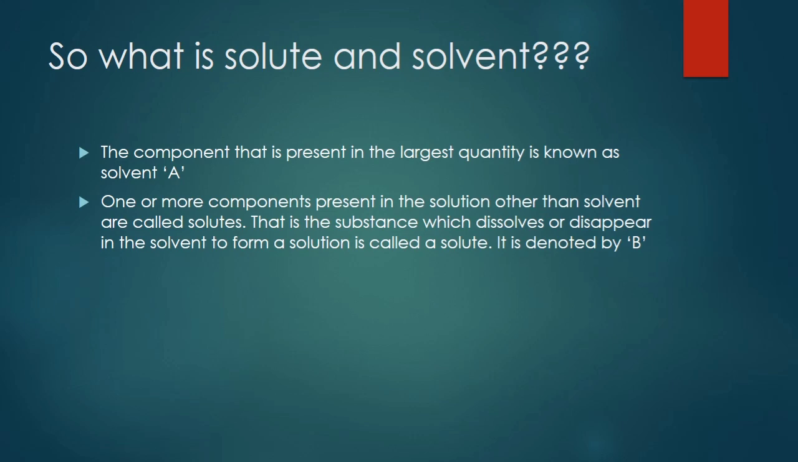Clear, all of you? So what do you mean by solute? One or more components, it can be one or more components, present in the solution other than the solvent are called solutes. That is the substance which dissolves or disappears in the solvent to form a solution is called a solute. It is denoted by B. Then in 12th class we will discuss only binary solutions. That means in 12th class we will study only binary solutions, that means only two components are present.